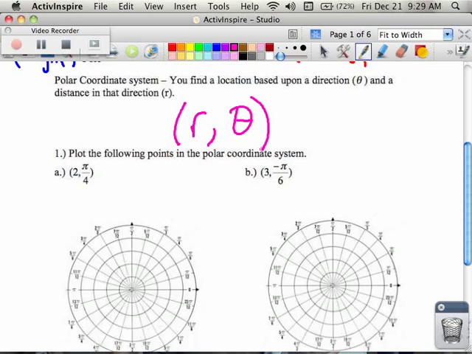Theta can be in degrees or radians. It just depends if your test tells you which one it is. That's what you have to use. If it doesn't tell you, I don't care. You can use radians or degrees.